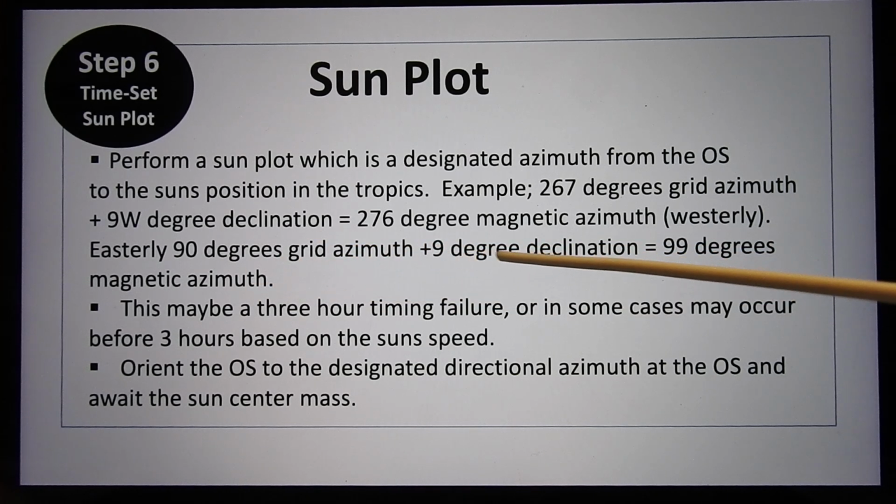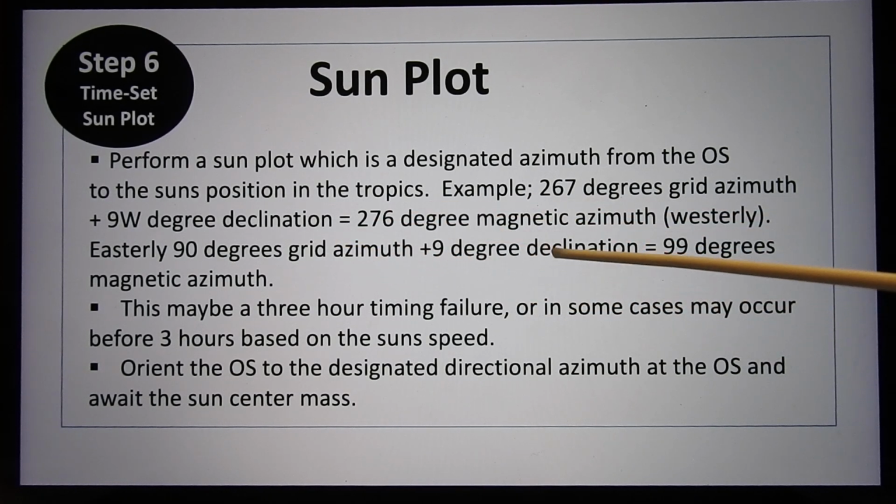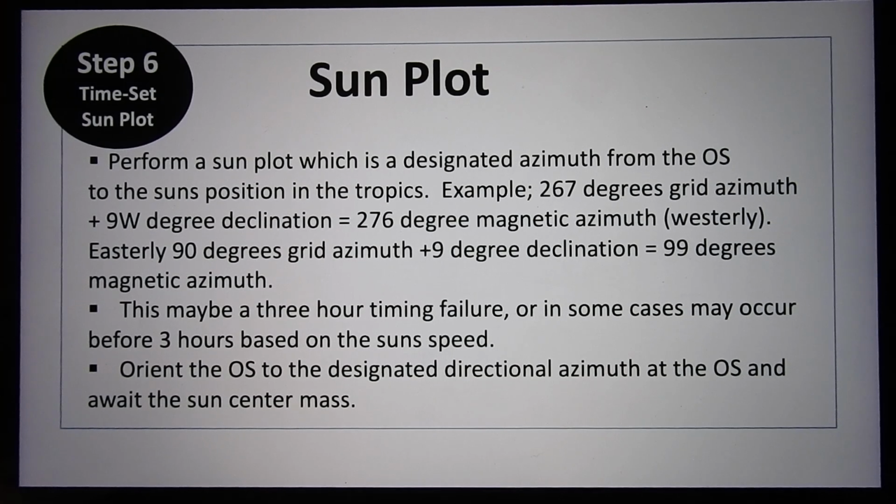Easterly reading would be the following day. A grid azimuth at 90 degrees, plus a 9-degree westerly declination would be 99 degrees magnetic. So we'd go measure 99 degrees magnetic using a compass, orient that, set that radial arm up, and wait for that sun to come center mass. That's all we do. That's sun plot. And that azimuth will determine if you're correctly on the sun. It's based on the globe model's distances on its latitude and longitude. So again, you can't get around that. That's accountability within the system.